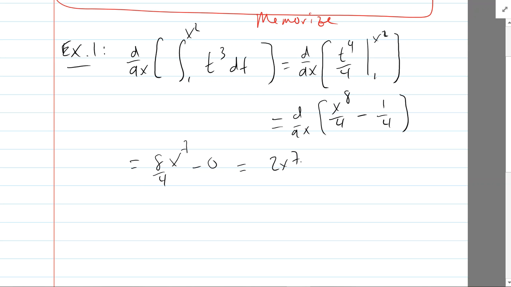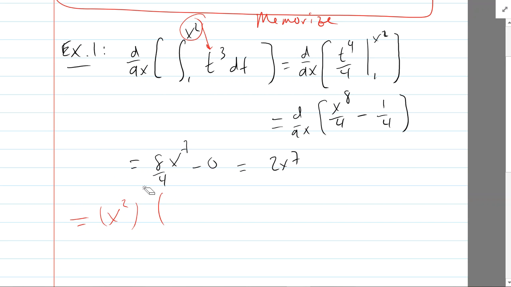That's doing it the hard way. Would you like to know the easy way now? Yeah, that's the hard way. The second fundamental theorem of calculus says that this is going to equal t cubed, but there's no t. I'm going to take the g of x and stick it in. If I do the shortcut, is it going to be x squared cubed times the derivative of x squared?